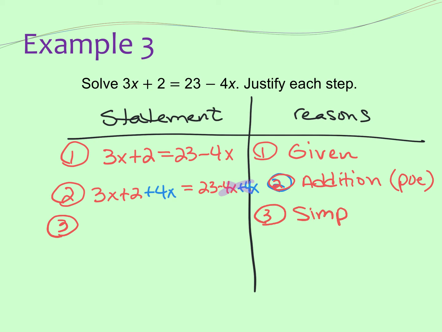Now, the intermediate step would be simplify. Wait, so you wouldn't have to specify what you're adding first? No, because if you move the 2, you're going to be subtracting. Oh, okay. Does that make sense? Yeah. So now what I'm going to do is combine my like terms, and that's what it means to simplify. So I'm going to get 7x plus 2 equals 23.